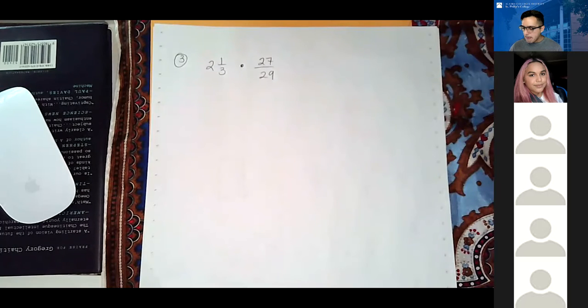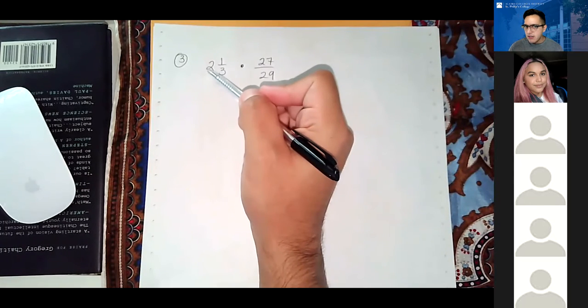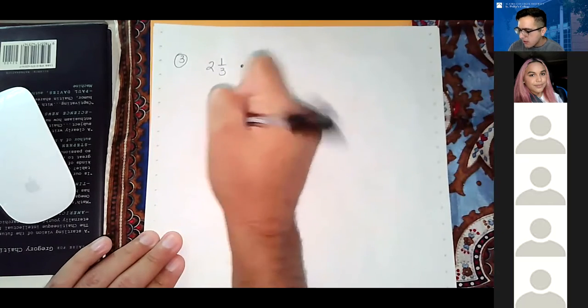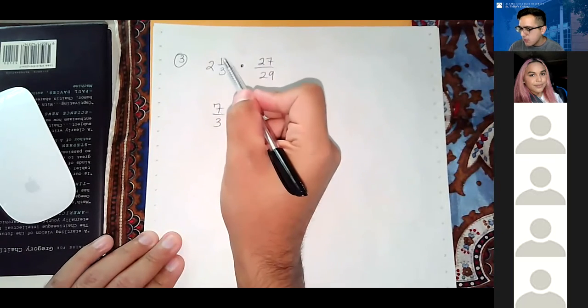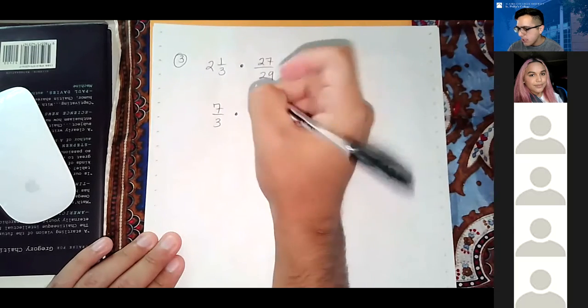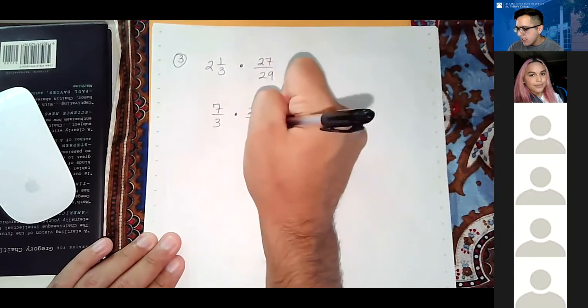Multiplying 3 times 2 plus 1? Yeah, that's exactly the process. Okay. So I think somebody else said it. Yeah, it's 7/3. So 3 times 2 is 6, plus 1 is 7, so we should have 7/3 here. And then we're going to have that multiplied by 27 over 29.